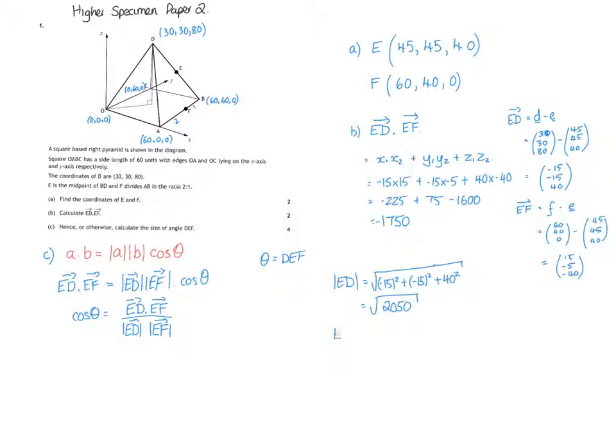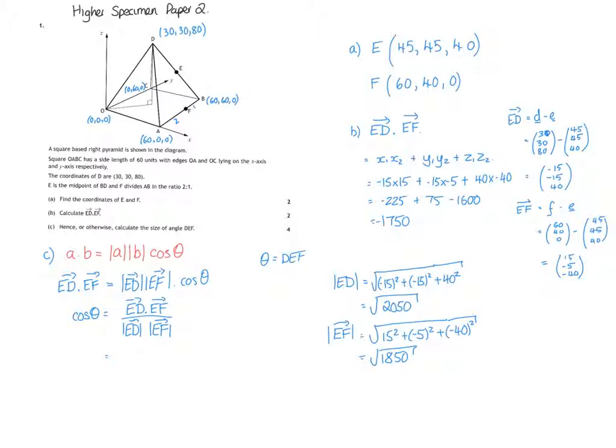We have EF now. There's no point in putting that in and getting a decimal, because that just gives us rounding errors. We've got the square root of 15 squared plus minus 5 squared plus minus 40 squared. And that gives us the square root of 1850. And again, might as well leave it like that, don't want any rounding errors.